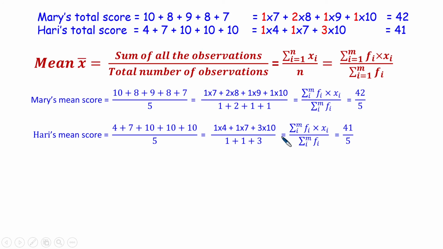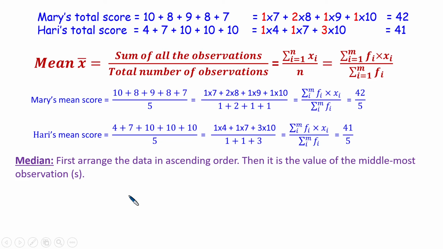And then similarly for Hari also, 4 is 1 time, 7 is 1 time, and 10 is 3 times. These are the frequencies. So the summation is this plus this plus this. Again I can write it as frequency times x_i, where i goes from 1 to 3. F1 is 1, F2 is 1, F3 is 3. So you have 41 by 5. This is a short form of writing it. In higher classes we will require such kinds of formulas.